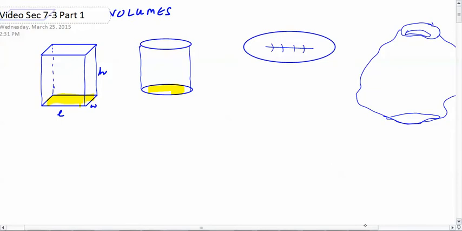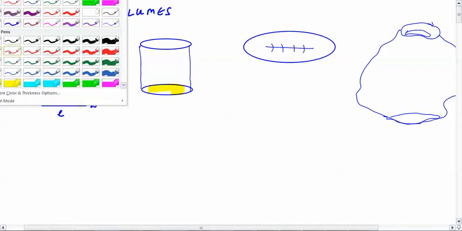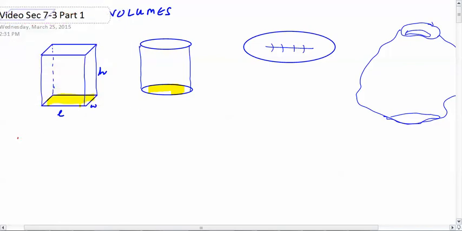But just to give some context to this, you already know how to find the volume of the two shapes on the left-hand side. You already know that the volume of a box is given by length times width times height, a rectangular box. And the length times the width is the base area. So it's going to be the base area, length times width, times height. Easy peasy, you've known that for years.